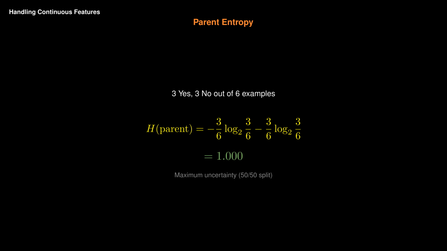Before we evaluate the splits, we need the parent entropy. We have 3 yes and 3 no out of 6 examples. That is a 50-50 split. The entropy is 1.000, maximum uncertainty, a perfect starting point to measure improvement.